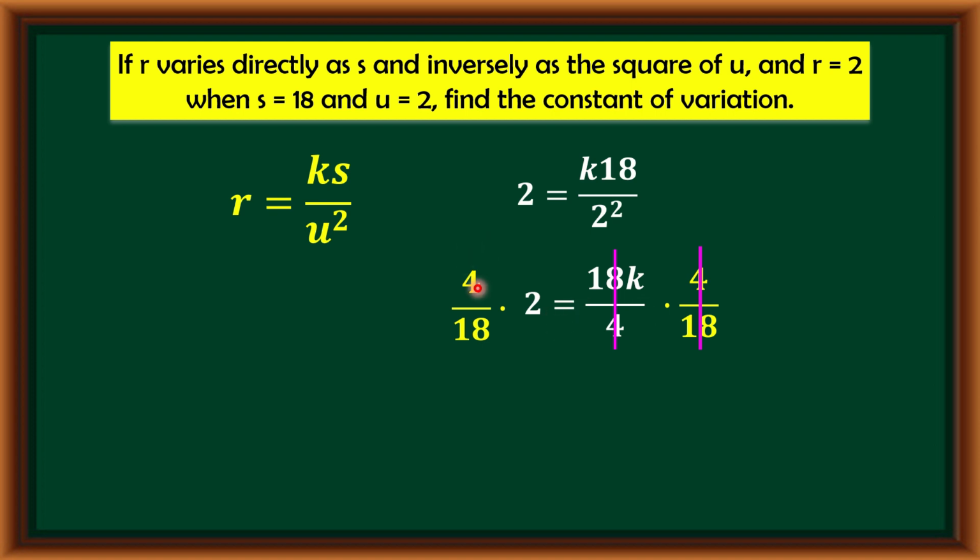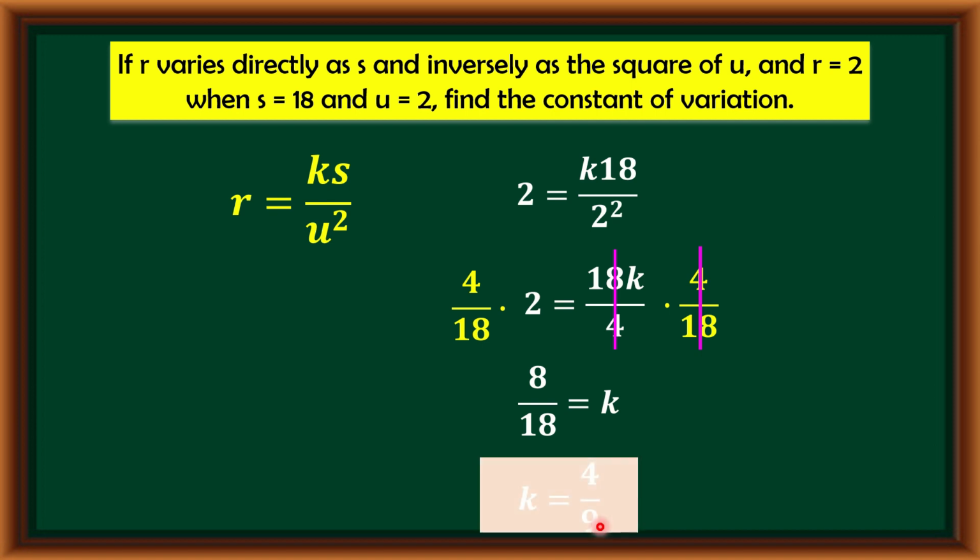Now, let us simplify this one. Let us multiply the numerator and the whole number here. 4 times 2 is equal to 8 over 18, which is equal to our k. Let us simplify this one by dividing both numerator and denominator by 2. Therefore, k is equal to 4 over 9. And that is the constant of variation given this statement.